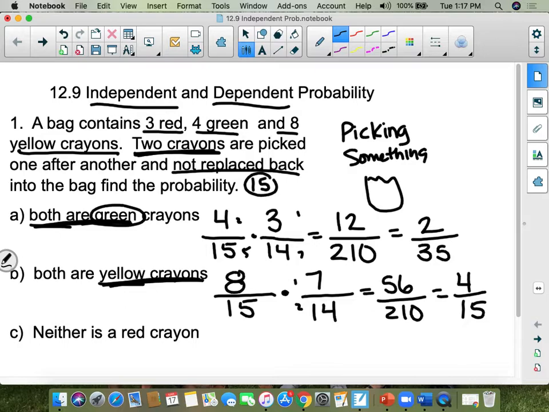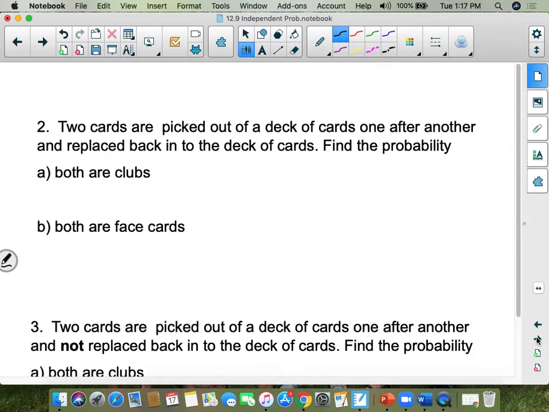Okay, it's the same concept. I want to go to the next problem. 2 cards are picked out of a deck of cards, one after another, and replaced back into the deck of cards. Okay, look at the difference between replace back in and not replace back in. So pay attention to that when you do your homework today. You're picking 2 cards. If you're picking 2 cards, you need 2 slashes. If you're picking 3 cards, you need 3 slashes. If you're picking 4 cards, you need 4.